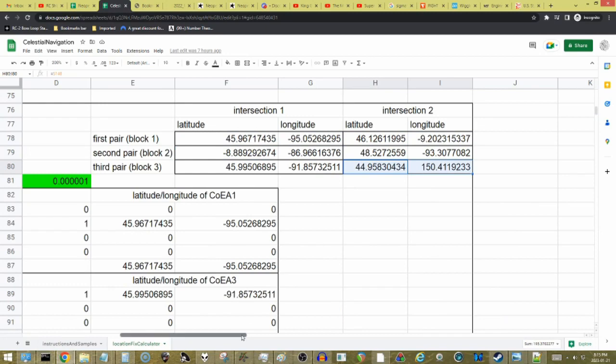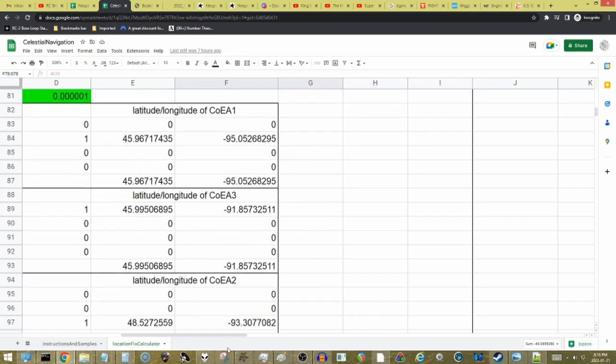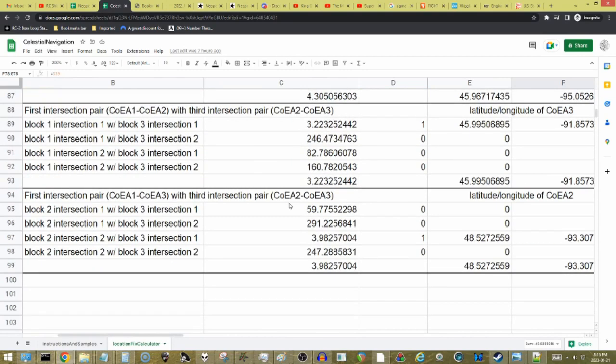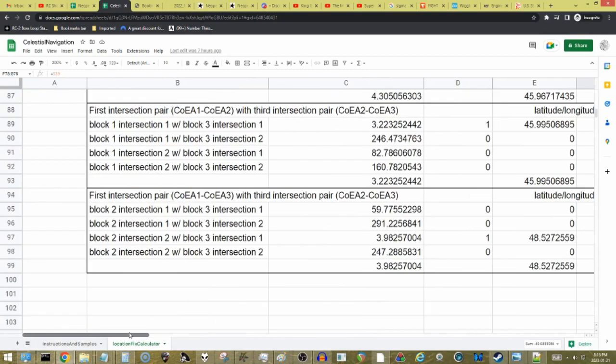Then we just do some logic on that, because you can kind of tell which ones are all close together. Looking at the first intersection pair, this is from circle of equal altitude 1 and circle of equal altitude 2, or star 1 and star 2. Here are your 2 intersection points, and then here's your second set of intersection points, and you notice this one is really close to this point. And then you look at the third one, and this point is really close to these 2 points. So these 3 are the correct intersection points, and you just take the average of those.